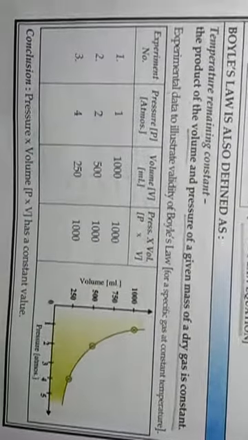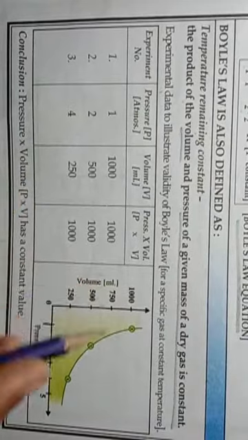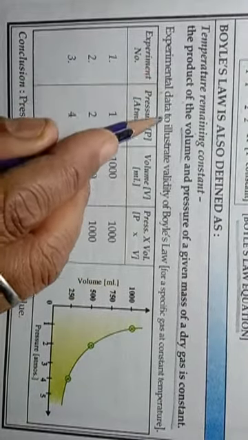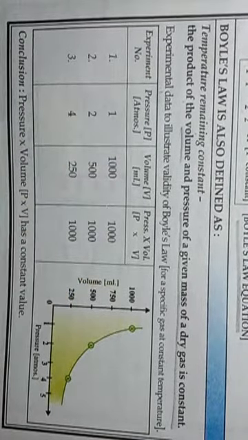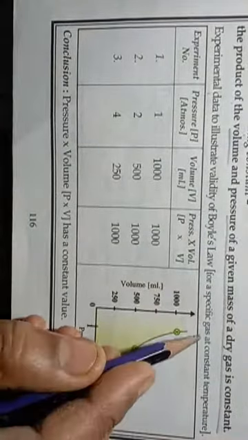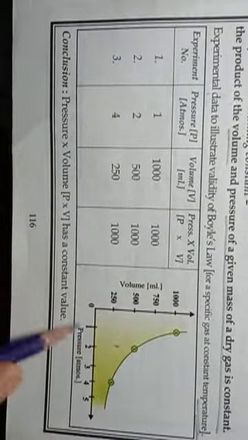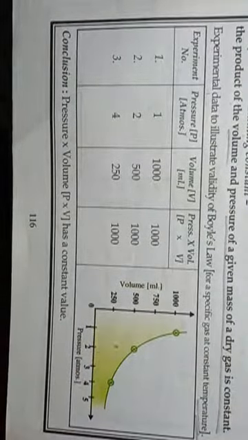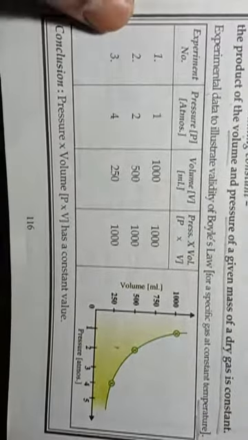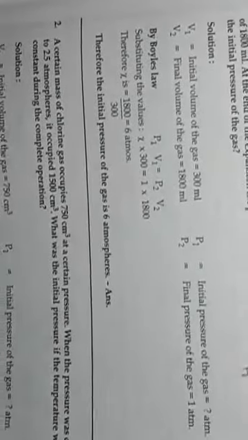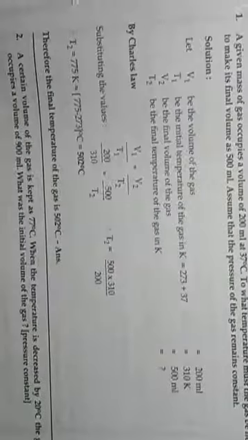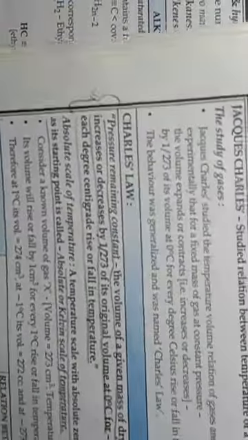As you can see here, experimental data illustrate the validity of Boyle's law for a specific gas at constant temperature. So this curve is obtained. After this, there are some examples based on Boyle's law. Next page, Charles' law.